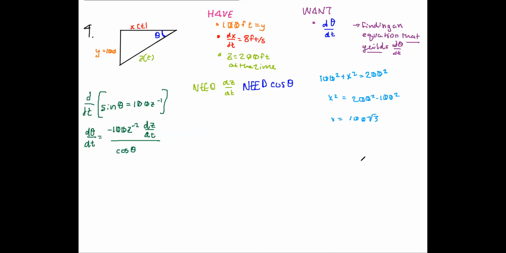So we should be able to put this in. Sorry, this is my notes right here. I did these problems beforehand and my notes are a wreck. I believe we can say that this is equal to 100 root 3 over 200, which would be root 3 over 2. So now we have that.